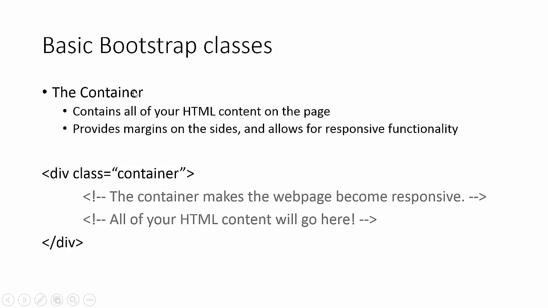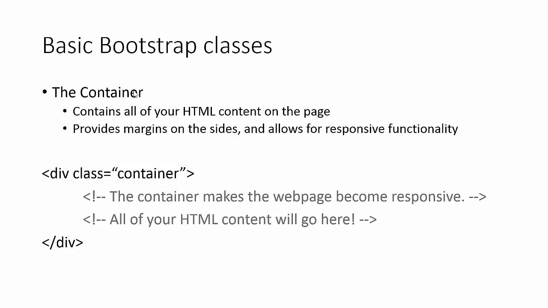I'm going to take you through two very quick basic Bootstrap classes that are going to be the foundation of all of our Bootstrap web pages. The first thing that we're going to use is something called a container. Bootstrap operates under the idea that we need to put all of the content of our web page inside of a container or inside of a wrapper. And what this is going to do is provide margins on the sides of our content, and it's also going to give us that responsive functionality that we're looking for.